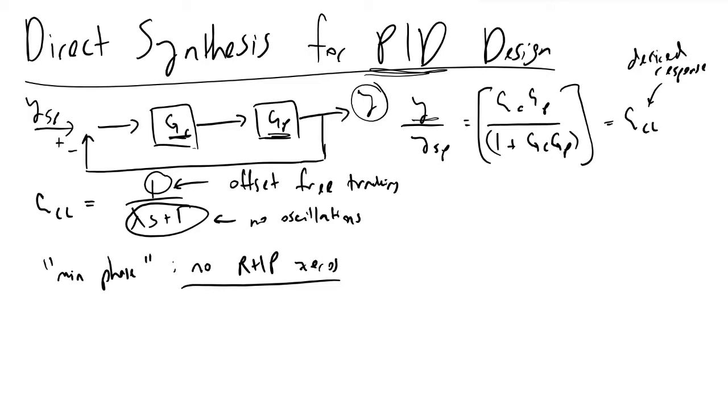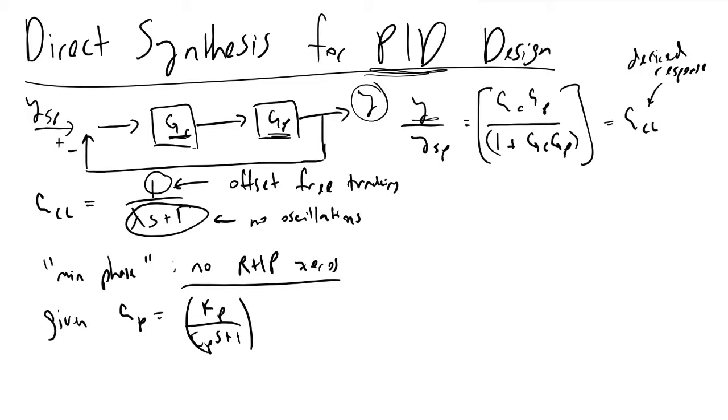And so we're going to be given some generic first order process, GP, which will be equivalent to some process gain, KP, divided by tau P s plus 1. This is a first order system, no numerator dynamics, and that's it.